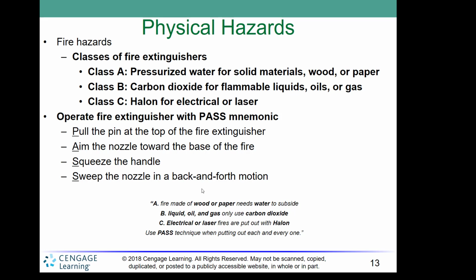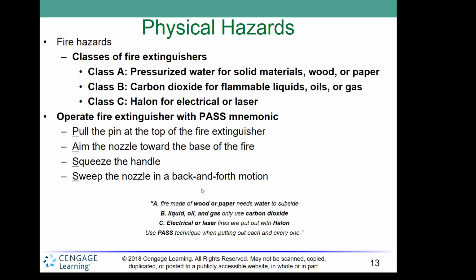With fire hazards, this is something you're going to need to know for the certification exam, for your career. You need to know the class of fire extinguisher, A, B, or C. You need to know what it consists of. Is it water, carbon dioxide, or halon? And what each puts out, okay?